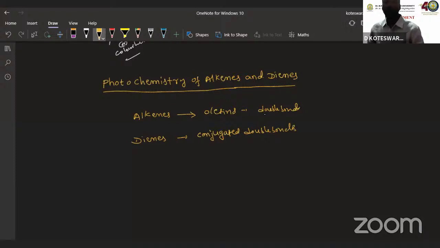Then, when we irradiate these compounds with light, what happens? Generally, these kinds of compounds participate in the following reactions.